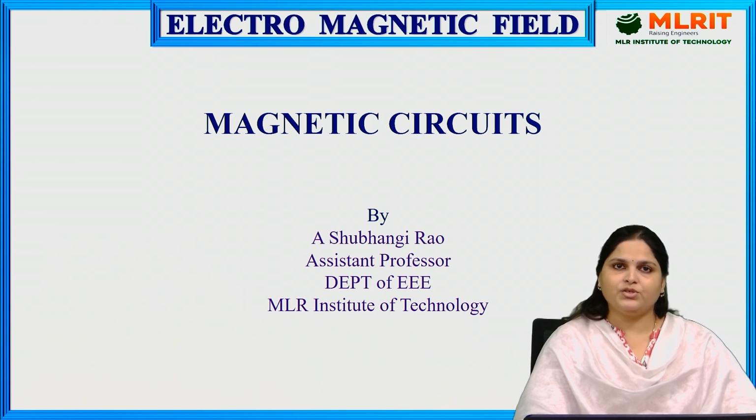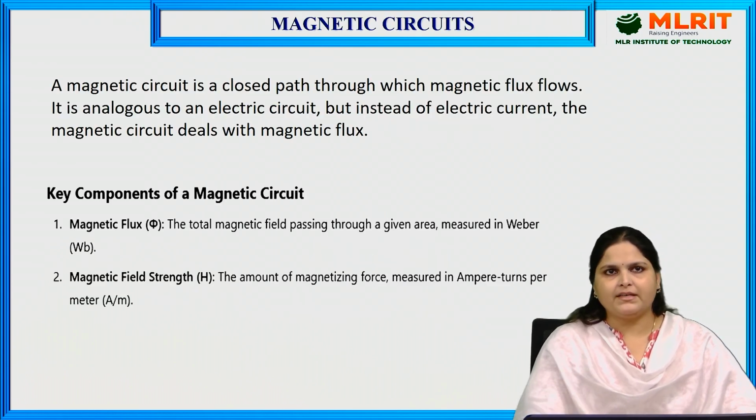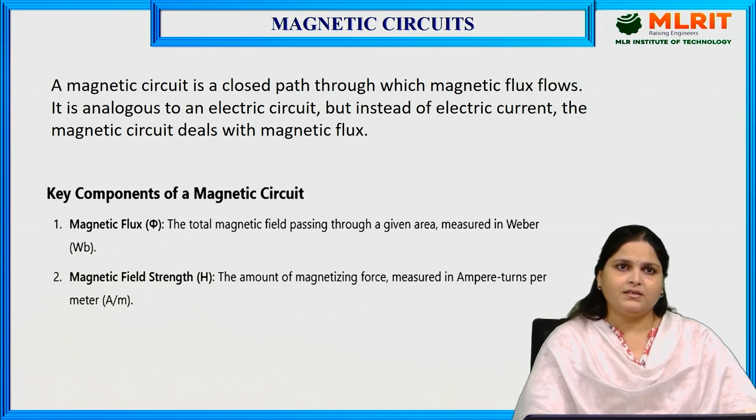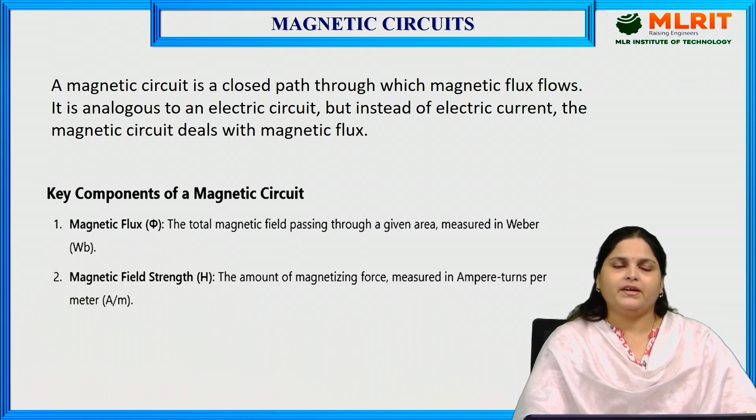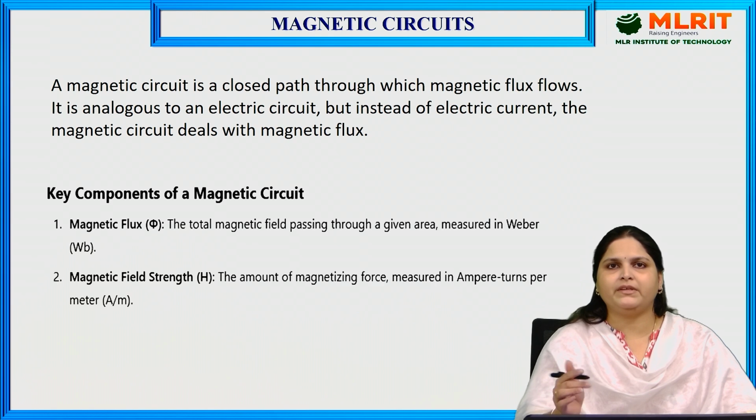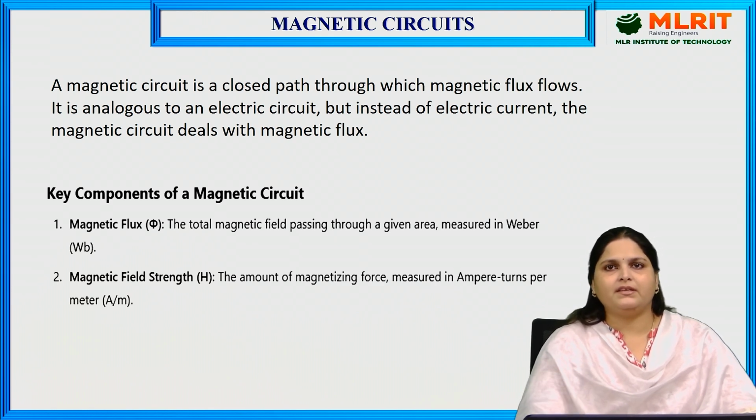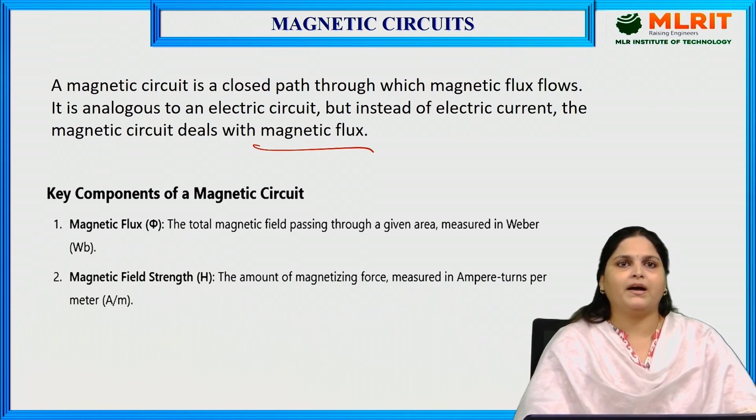In today's session, we are going to discuss magnetic circuits. So what is a magnetic circuit? A magnetic circuit is a closed path through which magnetic flux flows. It is also analogous to an electric circuit, but what is the difference? In an electric circuit, electric current flows, but a magnetic circuit deals with magnetic flux.